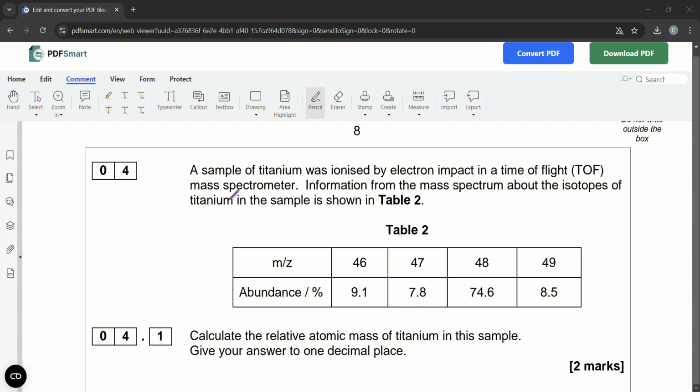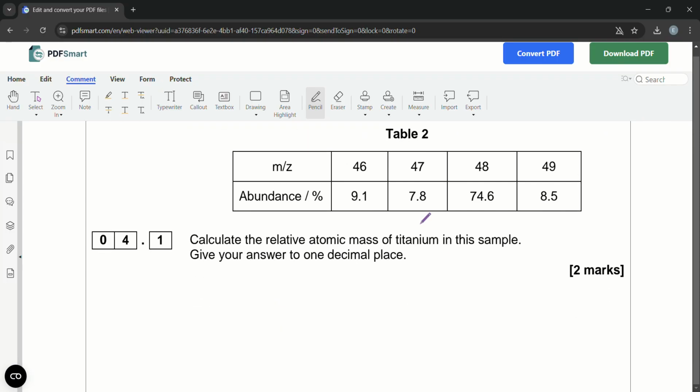Question 4. A sample of titanium was ionized by electron impact in a time of flight mass spectrometer. Information from the mass spectrum about the isotopes of titanium in the sample is shown in Table 2. Calculate the relative atomic mass of titanium in the sample. Give your answer to 1 decimal place. 2 marks. So, it's just going to be times this plus times this.